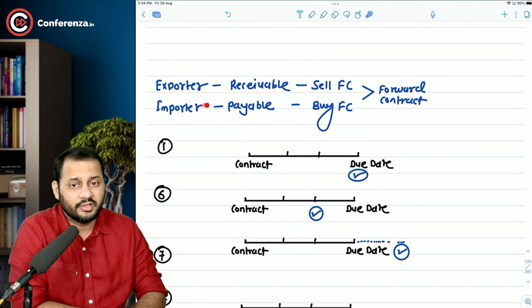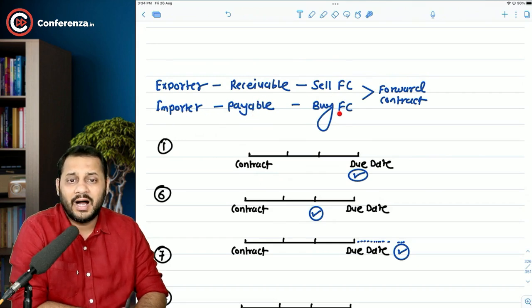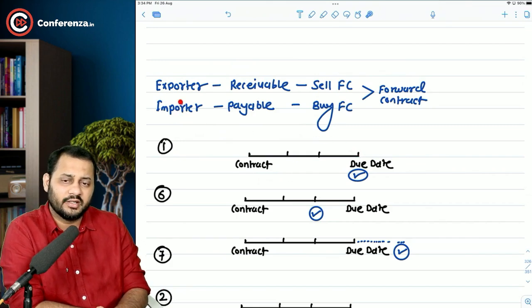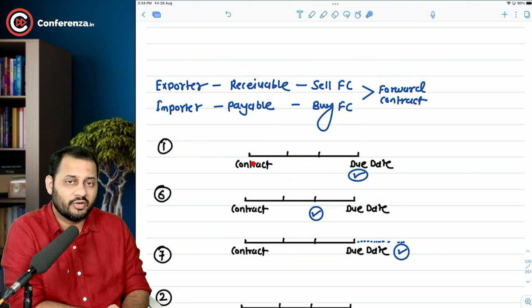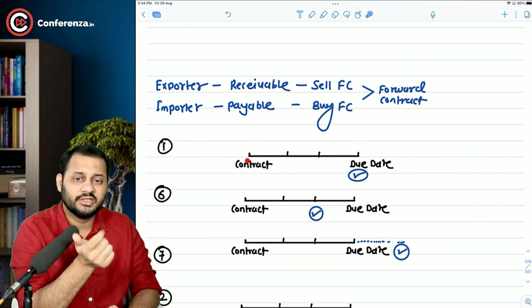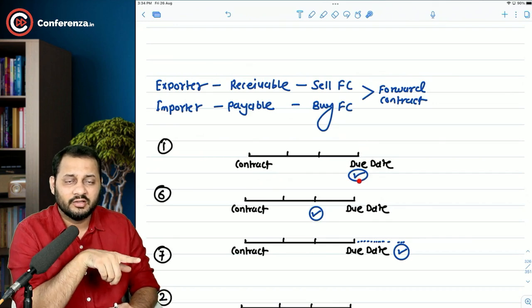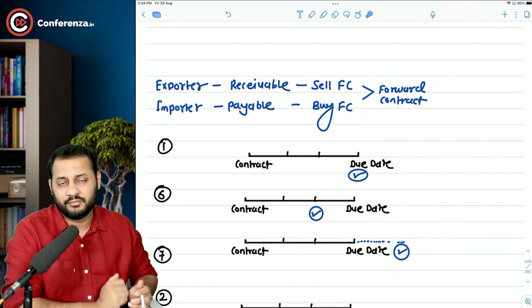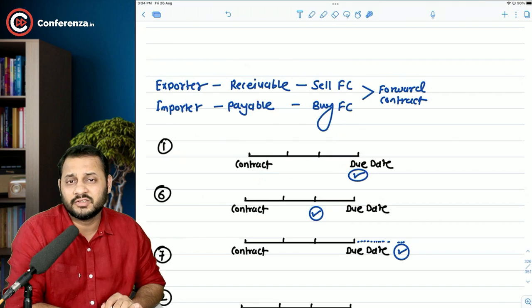And in case of an importer, he has a payable. That means he wants to buy the foreign currency on due date, and that's why we will buy the forward contract today. Whatever we want to do with the base currency, we will do it with the forward contract. Now, this is the due date, and you can consider any of the parties. Let's start from the exporter. If you are the exporter, you want to sell foreign currency on this date to the bank, and for that purpose you entered into a contract with the bank. The very first and simple situation is that whatever you agreed, you are delivering the foreign currency on due date. That's the first and the simplest of the questions.